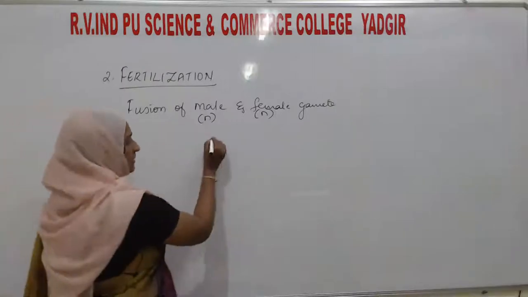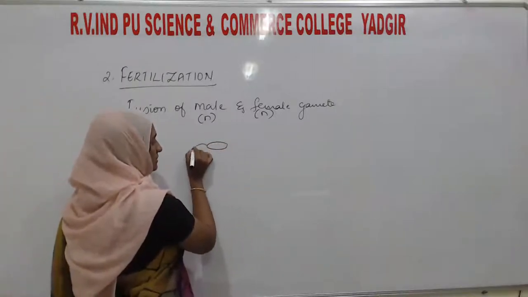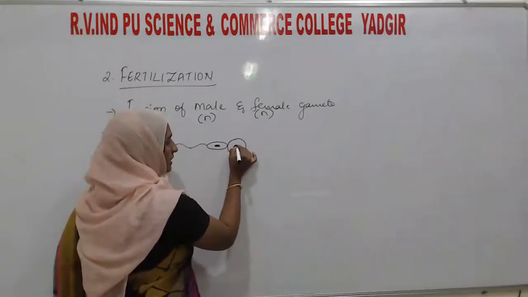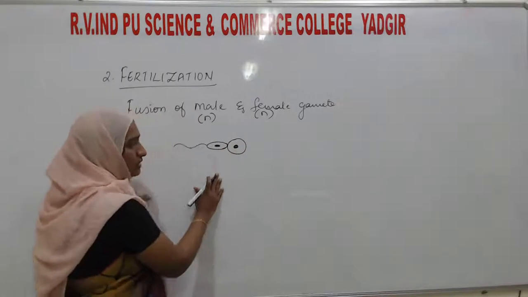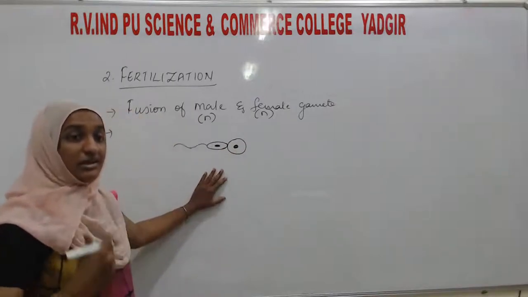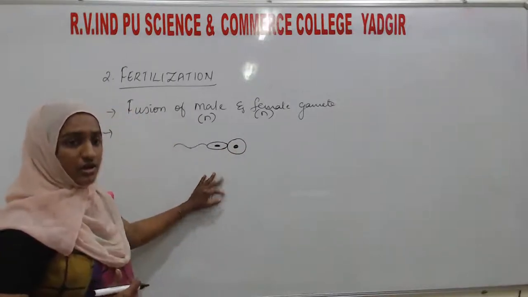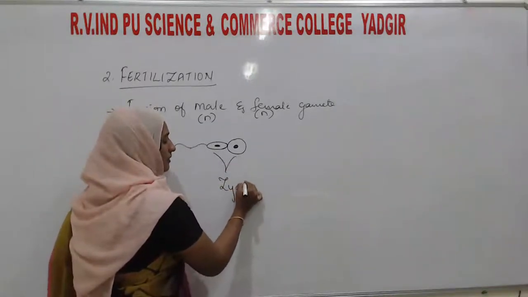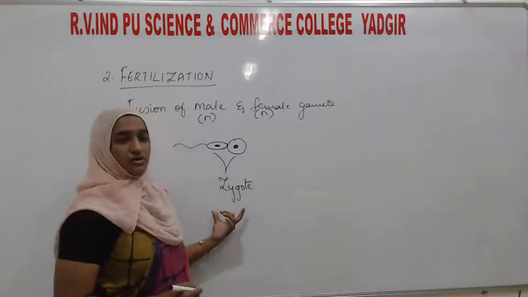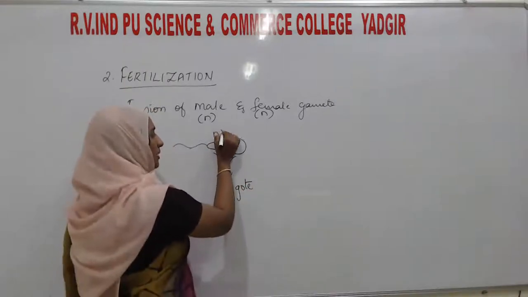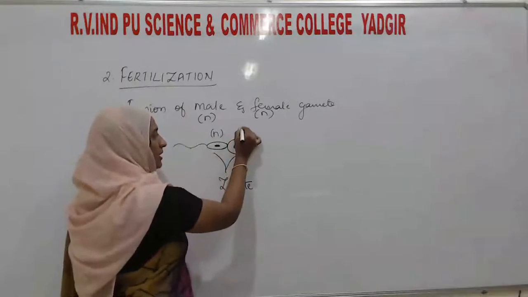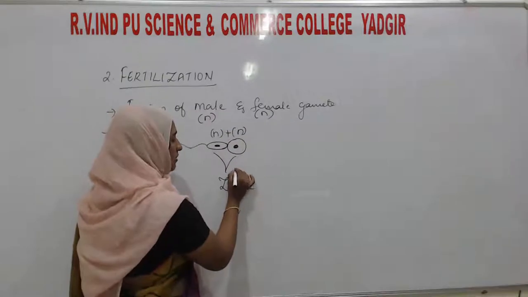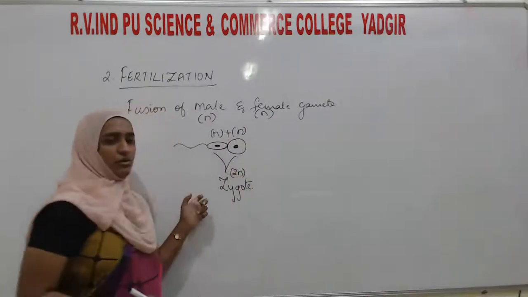This is the male gamete, which is tadpole-shaped in structure, and this is the female gamete, which is spherical in structure. They both fuse, and the resultant product after fusion is the zygote. The male gamete is haploid and the female gamete is haploid. They both get fused to form the diploid zygote.